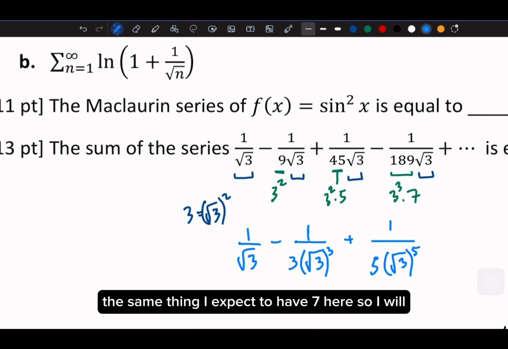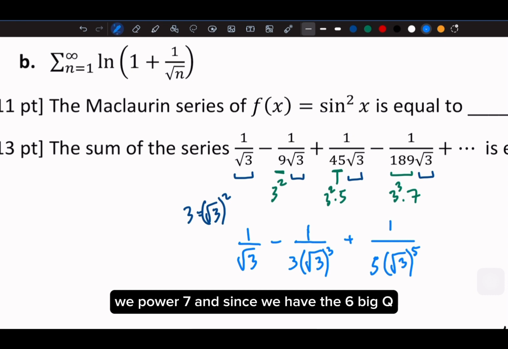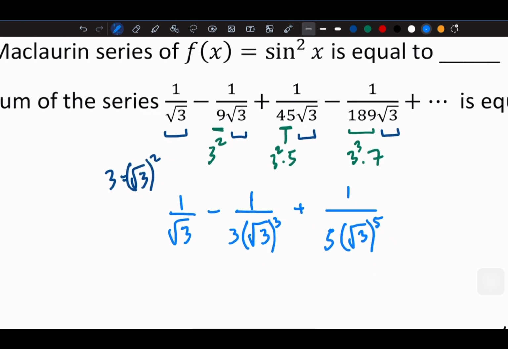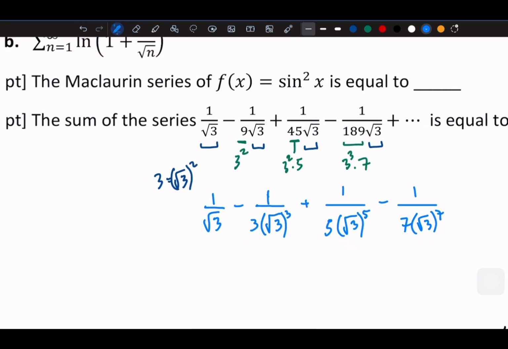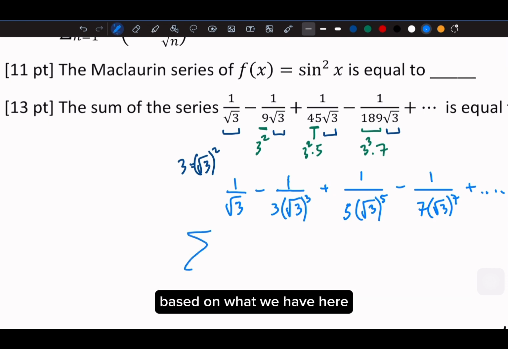The same thing, I expect to have 7 here. So I will multiply 7 with square root of 3 with power of 7. Okay, since we have this is the cube, so this will be 7 and then square root of 3 with power of 7. So we get that this will be based on what we have here.